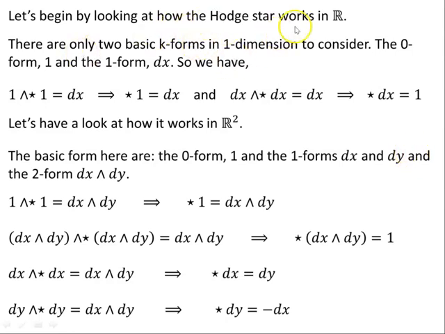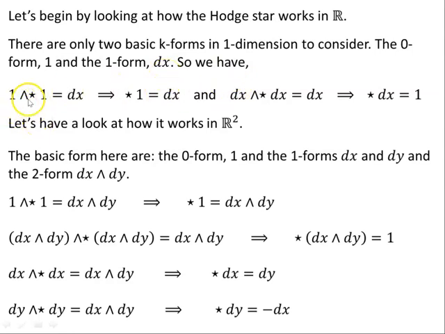Let's begin by looking at how the Hodge star works in R. I'll go for an introduction and then pick up some definitions after this. So let's have a look in the reals, one dimension. In one dimension, there are really only two basic k-forms. By basic, I mean without constants, just the most basic form you can get. There are only two: the zero form 1, the simplest of all, the number 1, and the 1-form dx, with no constants in front except for the constant 1. They're the simplest two you can have, and the only two basic ones.